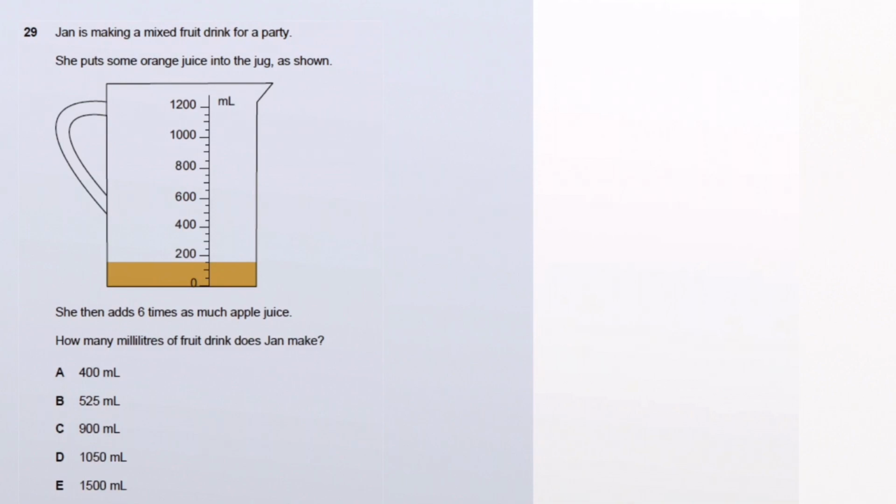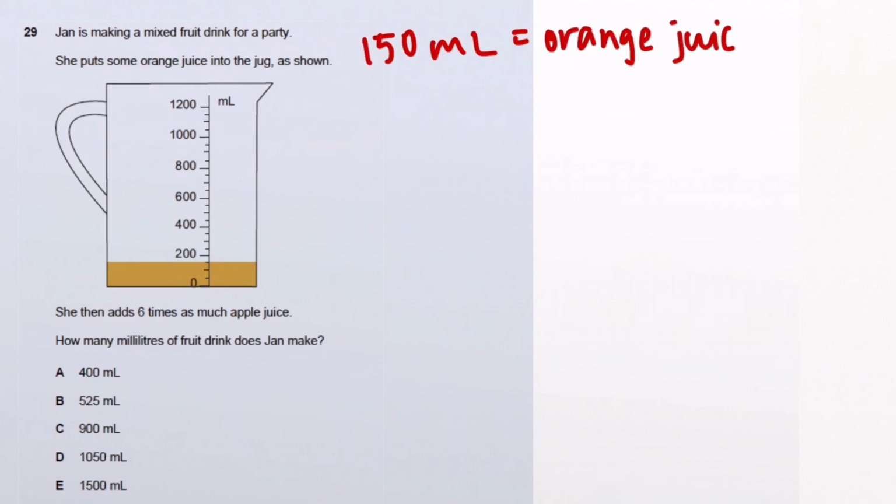So again, with measurements and calculations, this question is not too unfamiliar for students. So for an approach for this question, we can firstly calculate how much juice is already in the cup or the jug. And it goes in increments of 25 milliliters each. And it goes up in 50 milliliter increments. So we can firstly write 150 milliliters is equal to orange juice.